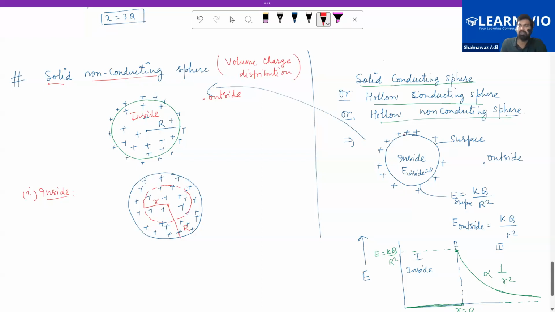This one will have what kind of distribution? Yes, surface charge distribution. So this one will have a surface charge distribution. And we are only considering the charge distribution to be uniform.